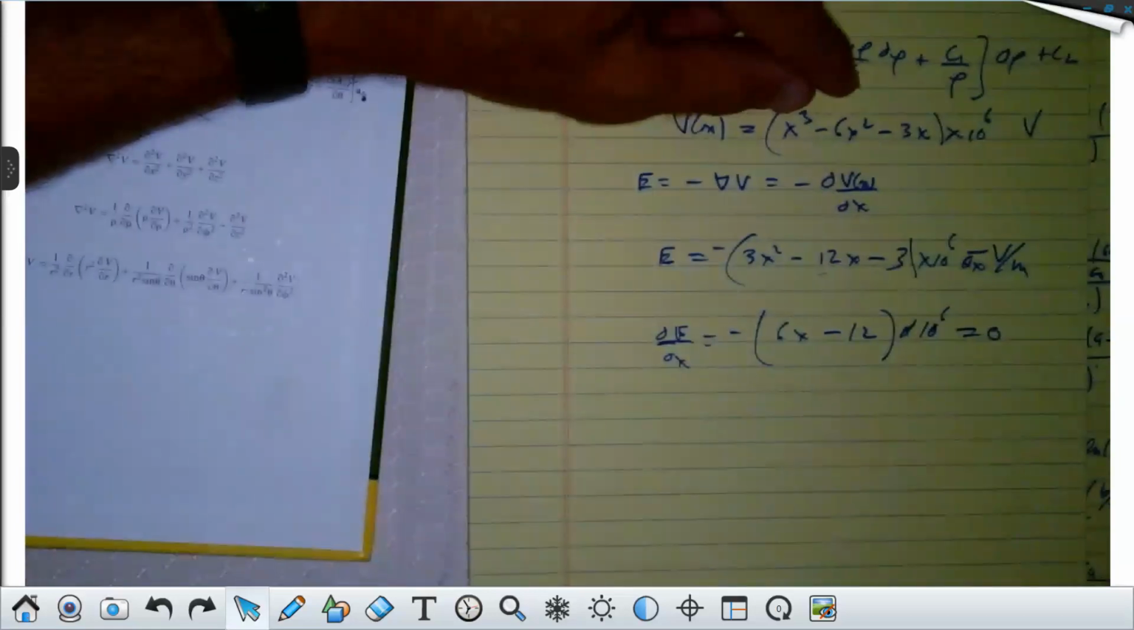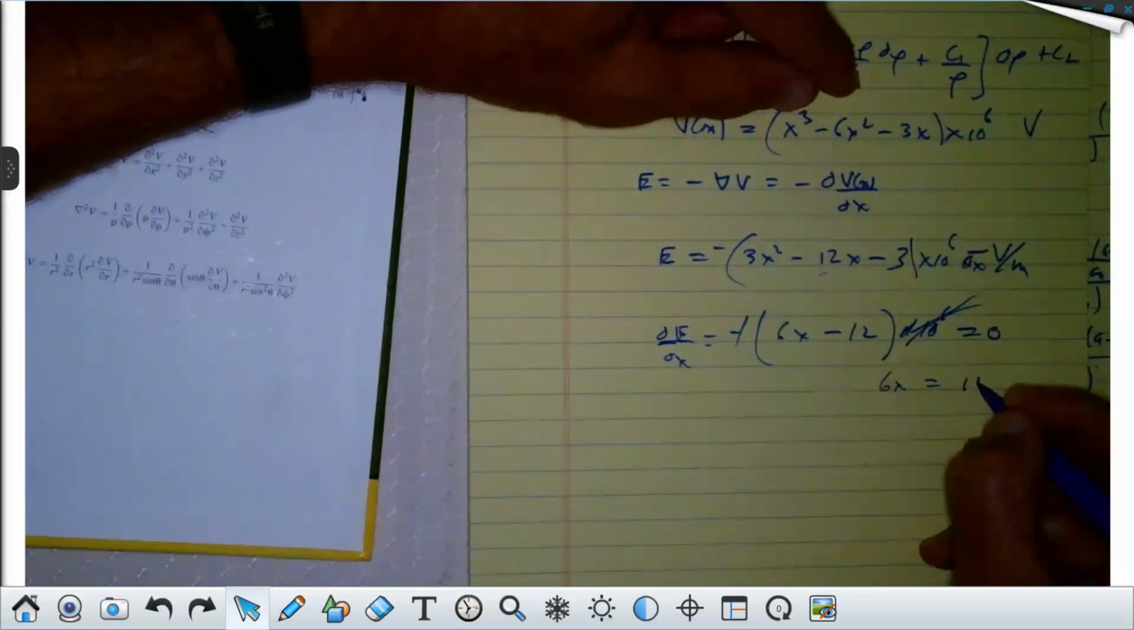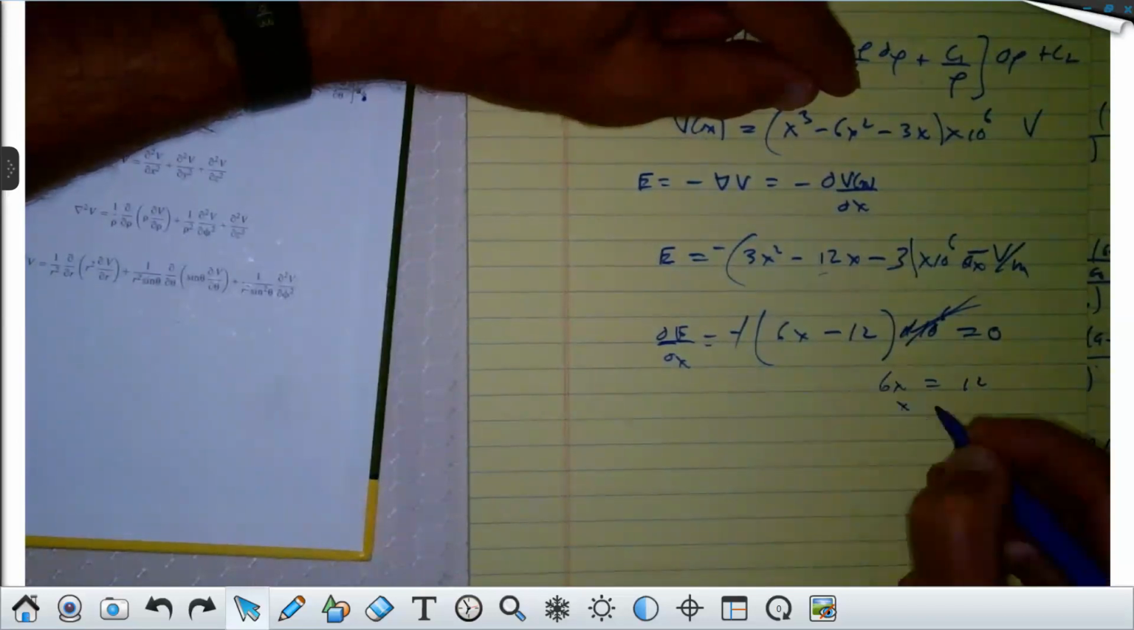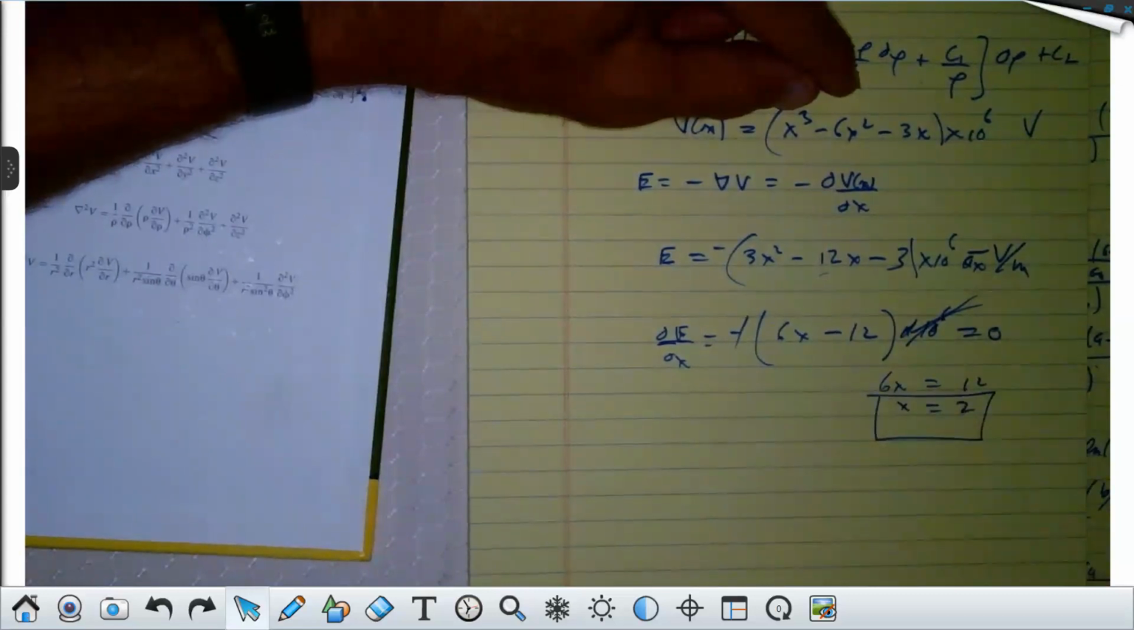Now, the 10 to the 6th you can get rid of. That's a scale factor. And I can get rid of the minus sign, so I can say that 6x is equal to 12, and that means x is equal to 12 over 6, or 2. So that's where the maximum magnitude takes place, right, class? Everybody follow me? That's the relative maximum.